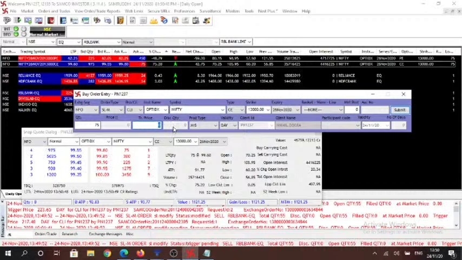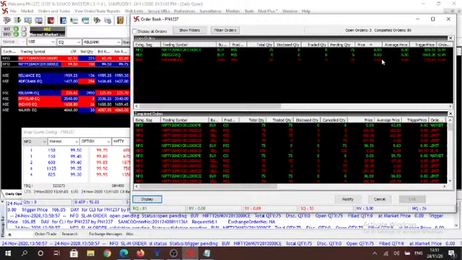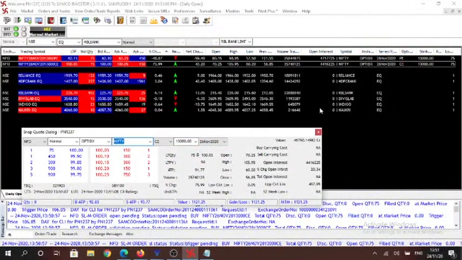Keep an order at 106.05 for call, just in case we get some momentum. Let's see our order book. Yep, a pending buy order. If it triggers, okay. If it doesn't trigger, then also it is okay.